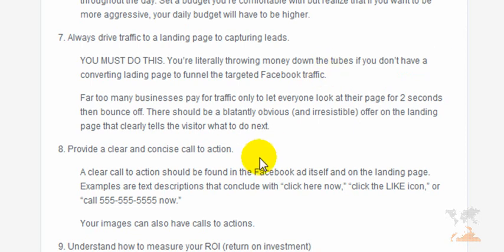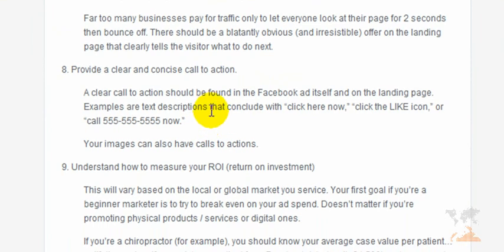The next thing is to provide a clear and concise call to action within the ad itself. This is a big mistake that very few people avoid. A call to action could be simply call this number now, or click here at the end of the ad.